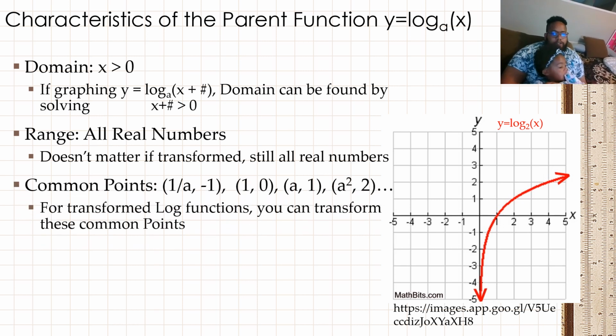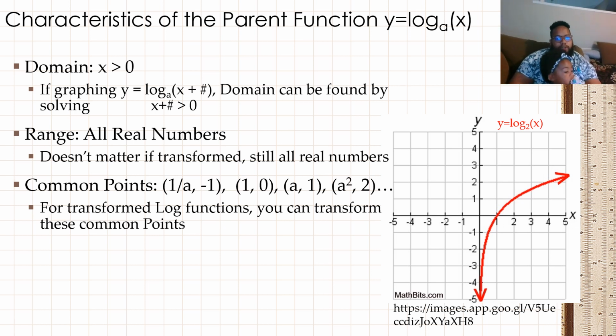Your parent function will have these common points: (1/a, -1), (1, 0), (a, 1), and (a squared, 2). These common points depend on what the base is.